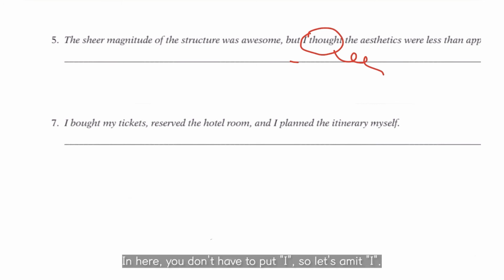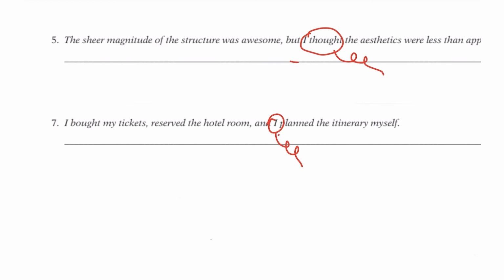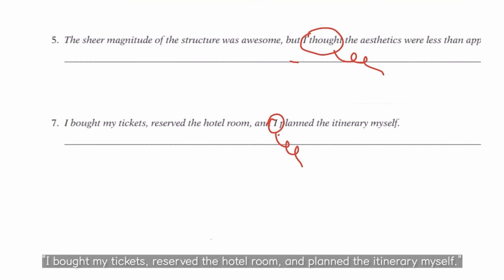And number 7, I bought my tickets, reserved the hotel room, and I planned the itinerary myself, okay? And here also, you have I bought my tickets, reserved the hotel room, and we don't have to put I here, right? So let's omit I. Then the correct answer will be I bought my tickets, reserved the hotel room, and planned the itinerary myself.